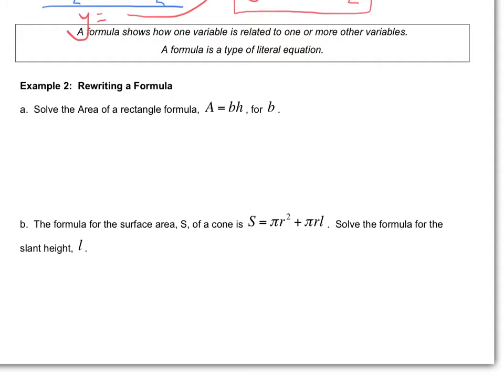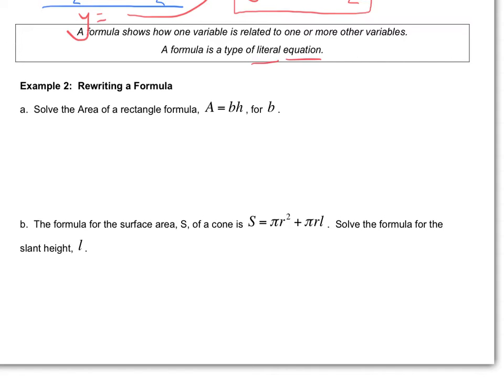So next we're going to talk about looking at our formulas. So we have formula sheets, we have areas of things, we have perimeters of things, surface areas, volumes. A formula is showing how one variable is related to one or more other variables. If you think about it, a formula is a literal equation. A formula would look very similar to what we just saw. You have x's and y's in the same thing. So that's a literal equation, but it also could look very much like our formulas.